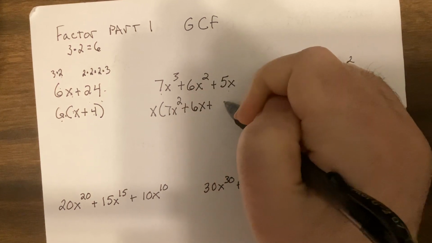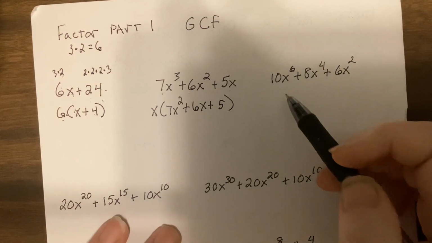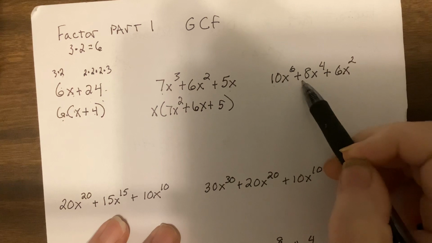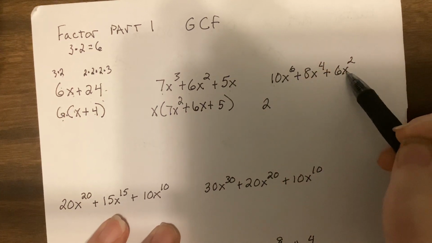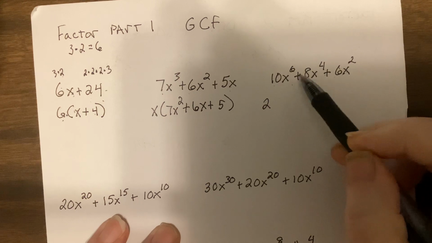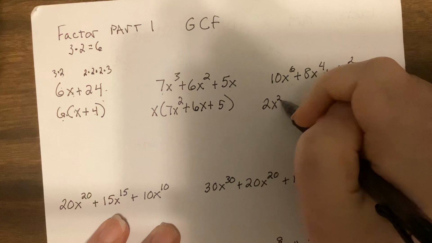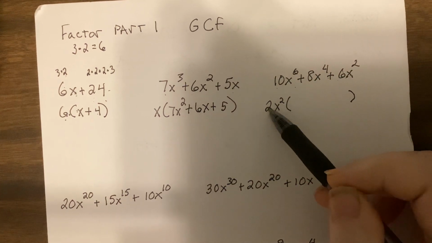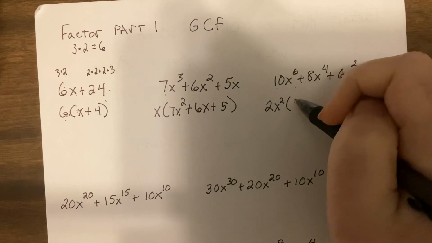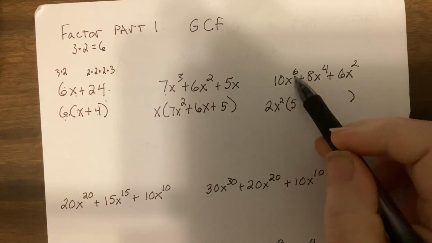And this would be 5. x times 5 is 5x. Woohoo! What's the biggest number that goes into 10, 8, and 6? And that is 2. Is there an x in every term? Yes, there is. The smallest power is 2. So my GCF is 2x squared. So then 2 times what is 10? And that is 5. x squared times what is x to the 6?